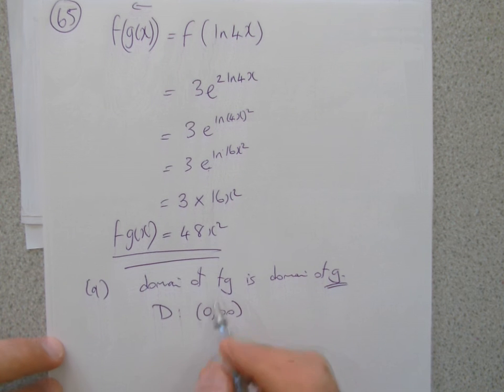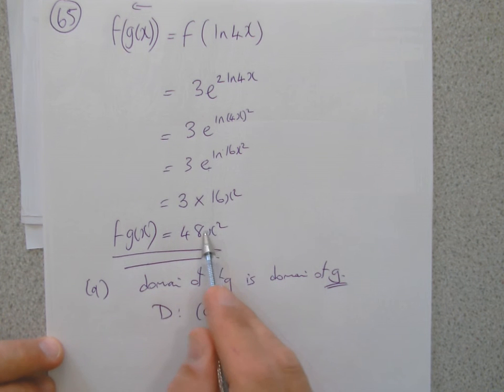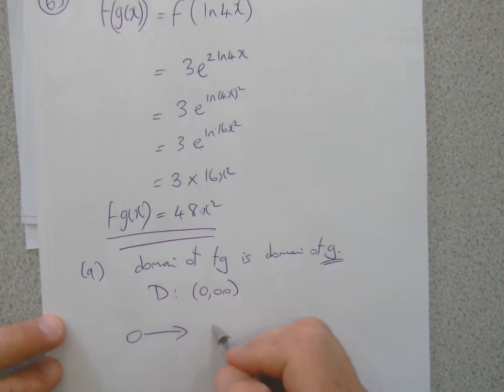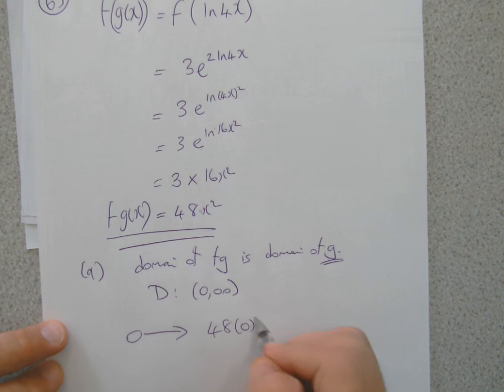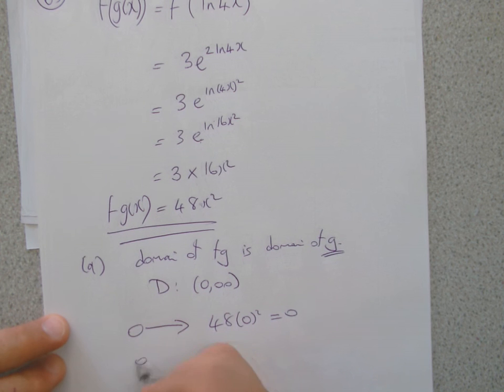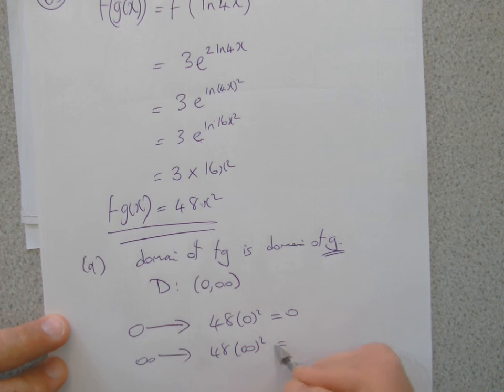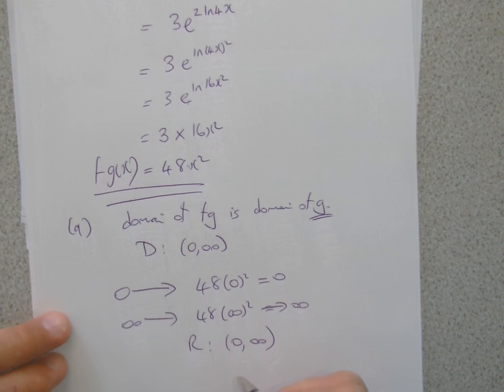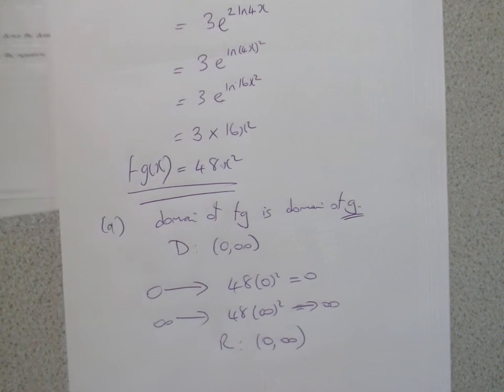And then what we do to get the range is put the domain of fg into what we've worked out here. So 0 into this, which is 48 times 0 squared, which is 0. Put infinity in: 48 times infinity squared, which obviously will lead to infinity. So our range will also be 0, infinity. So we've got that out quite quickly there.